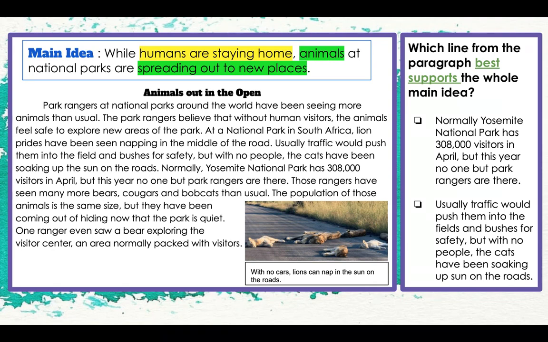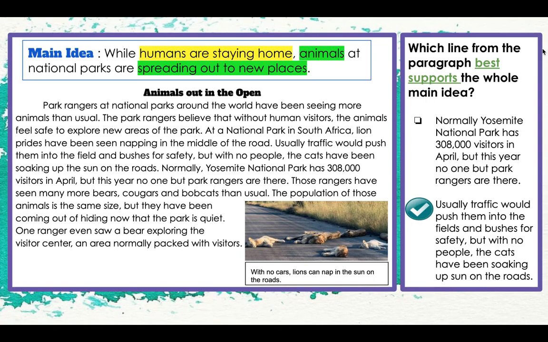Now let's look at the next sentence. Usually, traffic would push them into the fields and bushes for safety, but with no people, the cats have been soaking up sun on the roads. Does that talk about humans staying home? Does it talk about animals spreading out to new places? Which of these is the best support for the whole main idea?